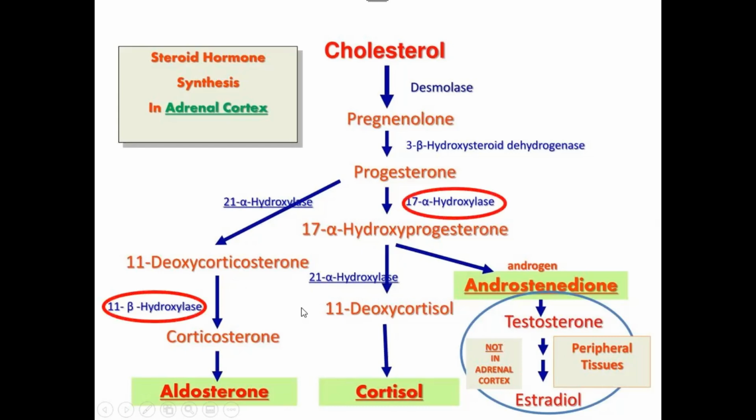These are two main important enzymes you must remember. From here up to here is all the same until 17 alpha hydroxyprogesterone. Then they take a different route. Please remember this: 17 alpha and 11 beta hydroxylase. Why? This is what the enzyme etomidate inhibits. Etomidate inhibits your adrenal cortical system because it inhibits these two enzymes, especially 17 alpha hydroxylase.